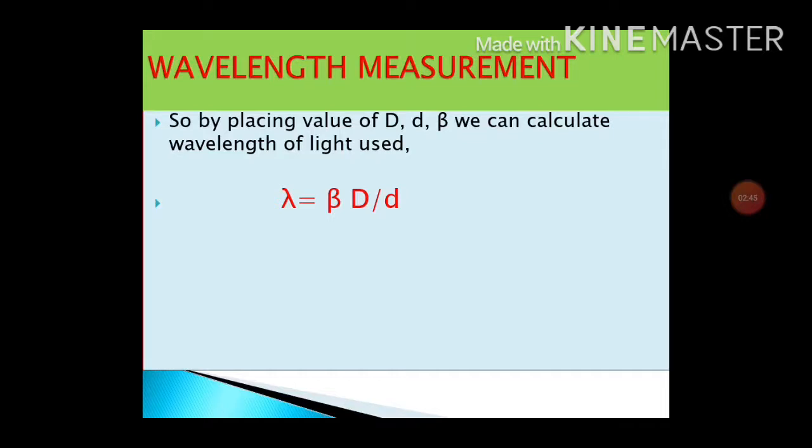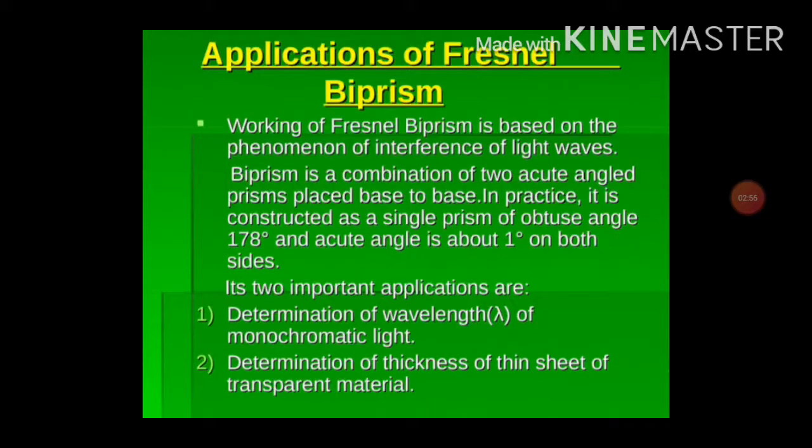Along with this application that we can find out the wavelength of light used, we can also use the Fresnel biprism for some other applications. As I have shown you, this biprism can be used to find out the wavelength of a monochromatic source of light, which we have already discussed. And another important application is that we can find out the thickness of a thin sheet of transparent material.